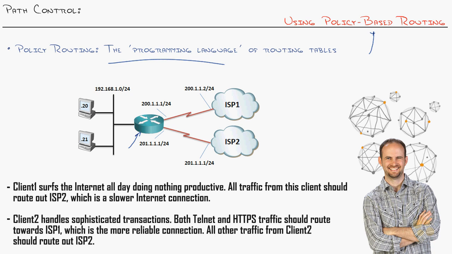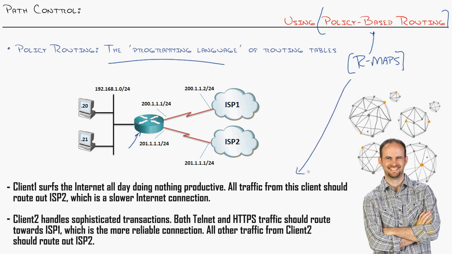Policy-based routing is the programming language of routing tables, your way of overruling anything. Does anyone remember a nugget that you've seen from me somewhere in the past where I've said this is like a programming language for Cisco routers? Anyone know what I related that to? It's actually route maps. Route maps are essentially a programming language for Cisco routers. So policy-based routing is your way of applying a route map to accomplish some objectives.